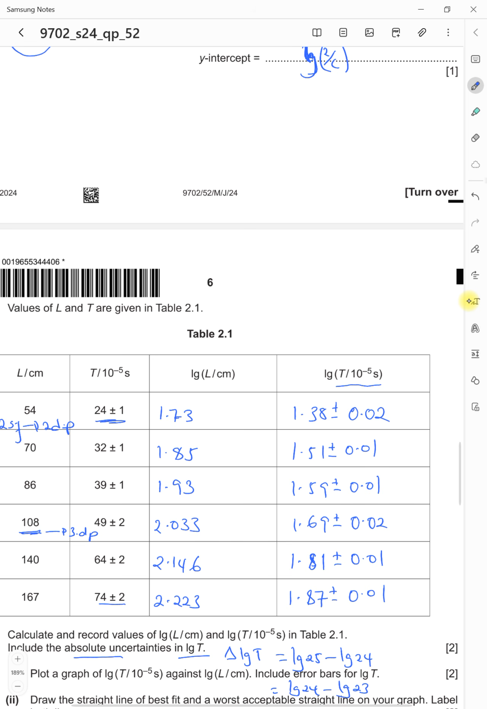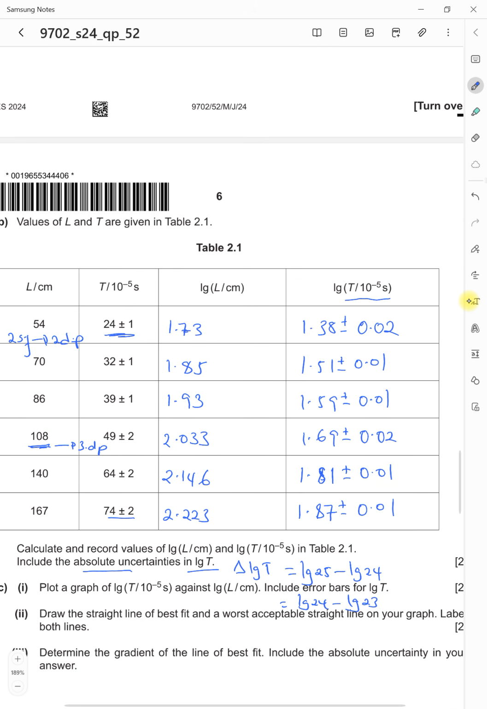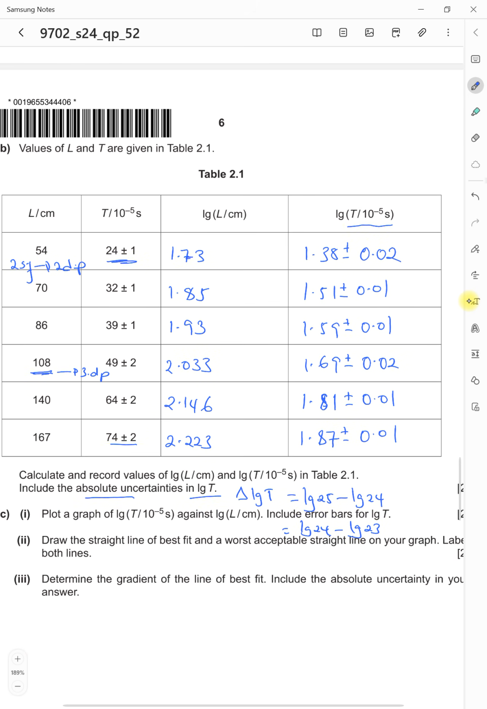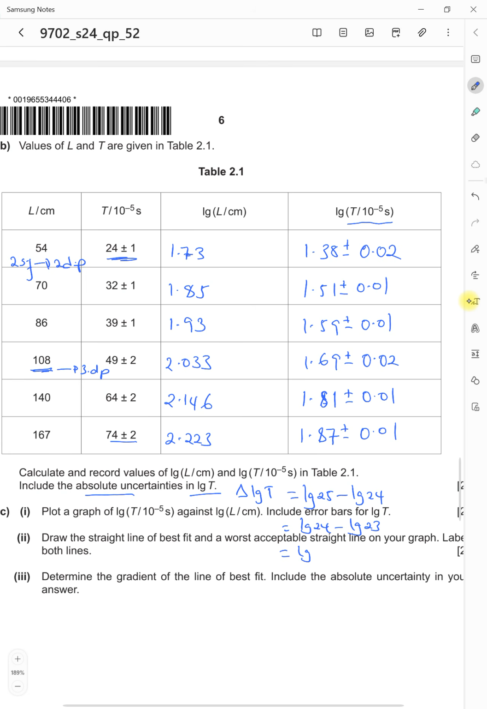So finding uncertainties in logarithms is the easiest. You can get log of the highest minus log of the most likely value, or log of the most likely value minus log of the minimum value. It could have been log of 25 minus log of 23 divided by 2, but that would be wasting a lot of time. Log of the highest minus log of the lowest divided by 2, but that's a wastage of time. This one is fine, this one is fine, even this one is fine.